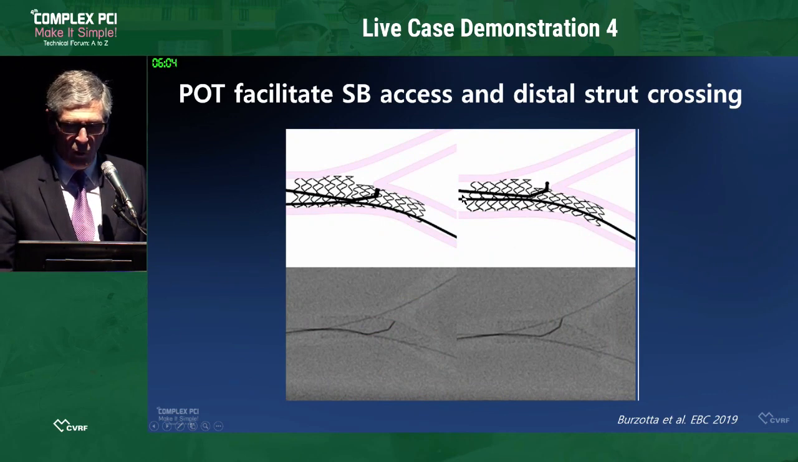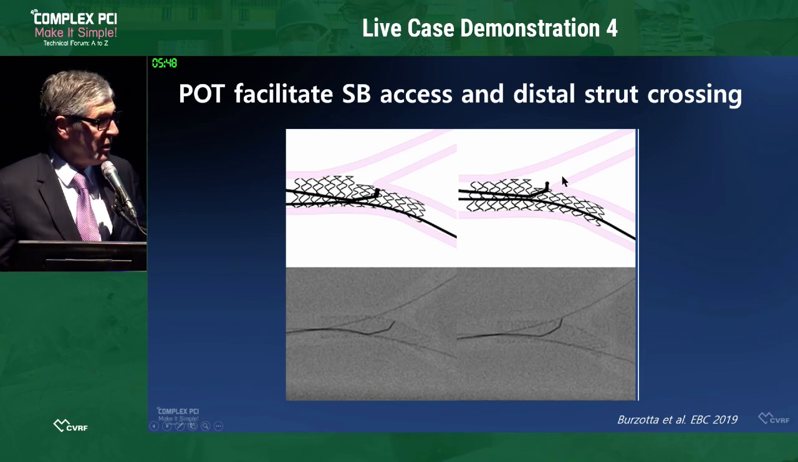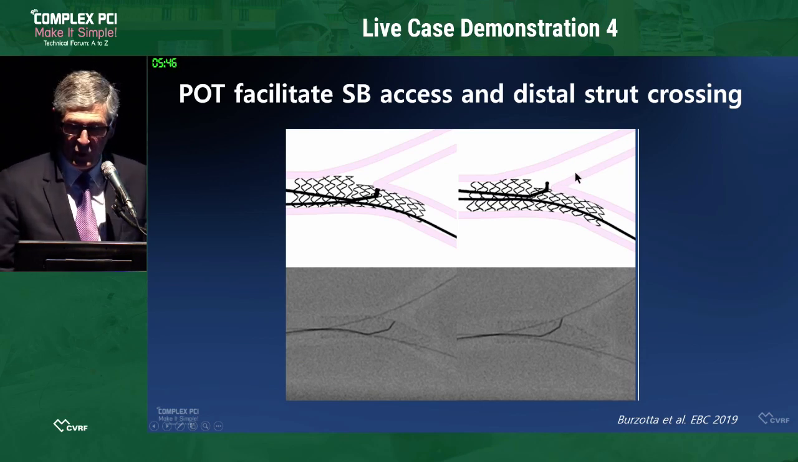So this is an example why POT can simplify the access toward the side branch, because you have this large diameter proximal to the carina. So by pulling back the wire from the main branch, you can easily go through the stent strut toward the side branch. And I have done that in the case this morning.